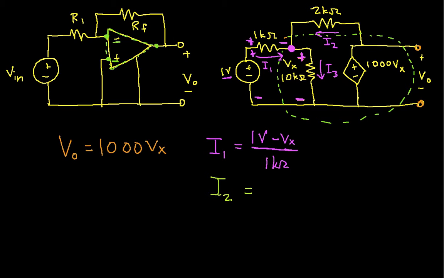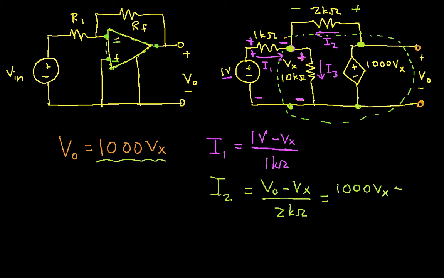Okay, let's see if we can now find I2. Well, again, the way I can do this is I can see that the voltage from this point to this point is V out. The voltage from this point to this point is Vx. And so the voltage across this 2 k ohm resistor is V out minus Vx. So I can write this as V out minus Vx over 2 k ohms. But I know that V out is 1,000 times Vx. So I can write this as 1,000 Vx minus Vx over 2 k ohms. Okay, so far so good, hopefully.